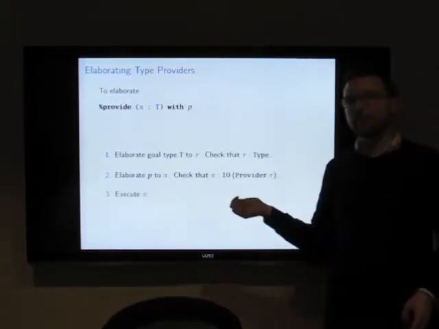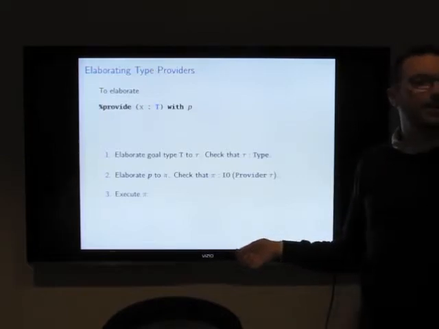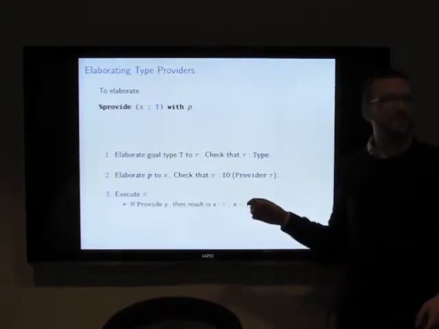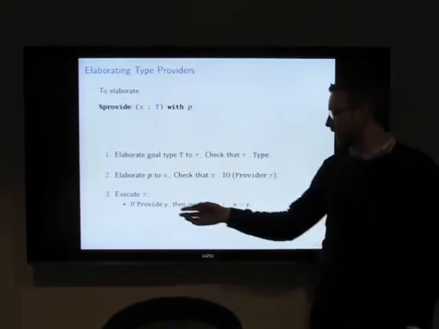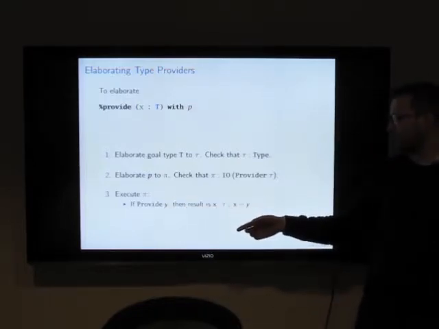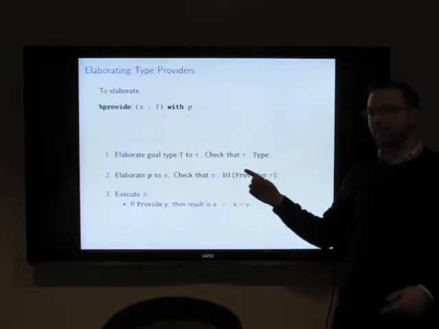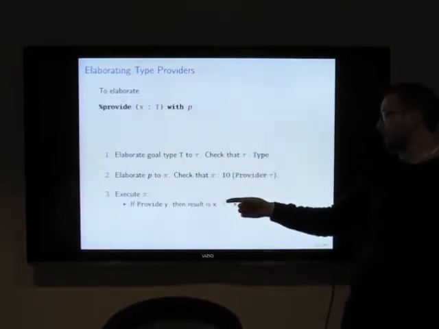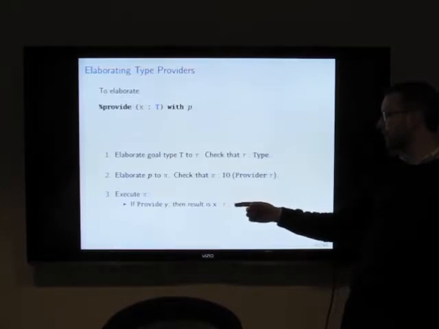Finally, we execute pi using the ordinary execution semantics of Idris. This is that unsafe perform IO you were asking about. And if the result is provide of y, then the elaborated result of the entire top-level thing is the type declaration x colon tau, and then the definition x equals y.